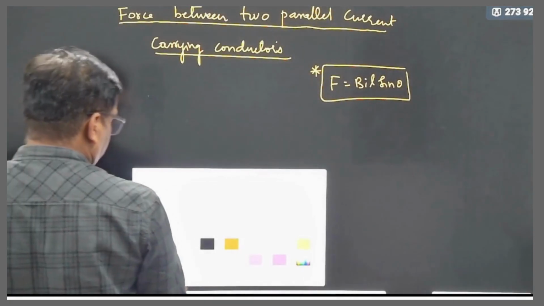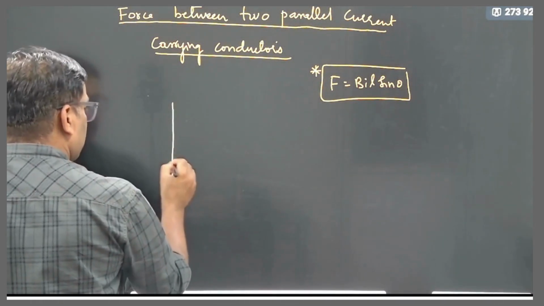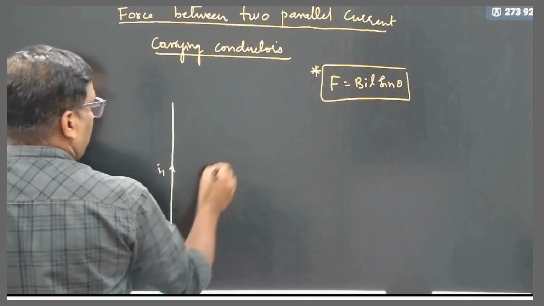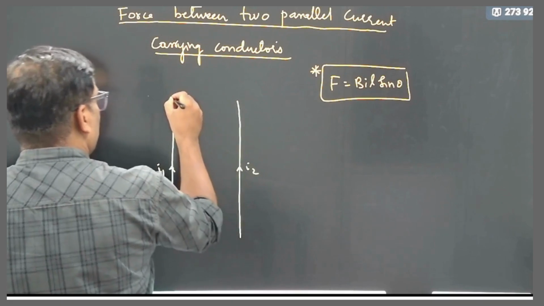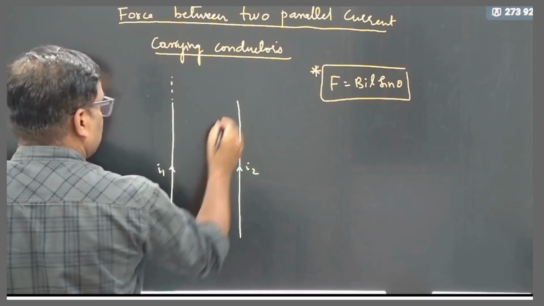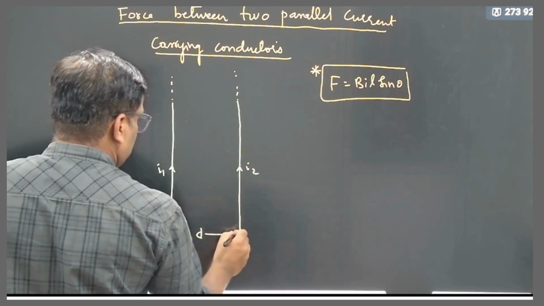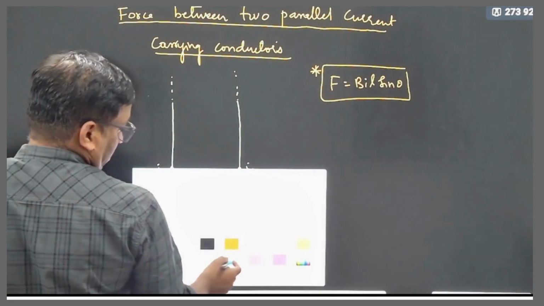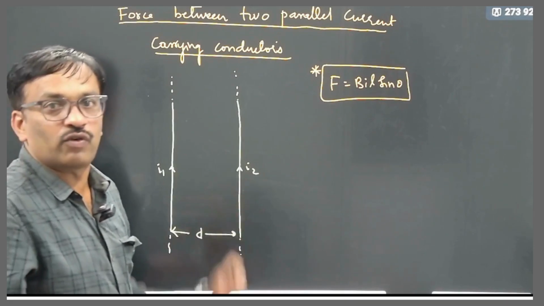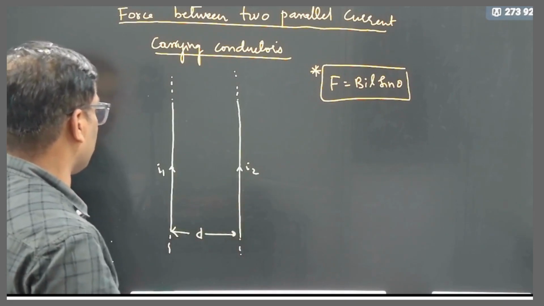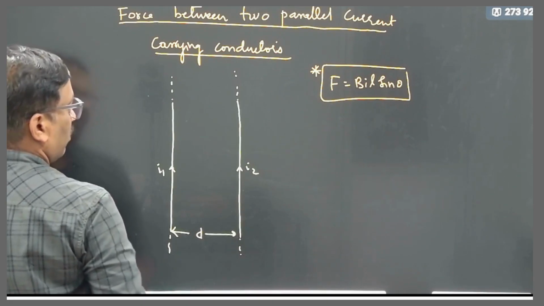Let us see. Now I will take two parallel current carrying conductors. This is your current I1, and this is one more current carrying conductor, I2. These two are infinitely long current carrying conductors, separated by a distance D. Now we want to calculate what will be the force between these two wires.